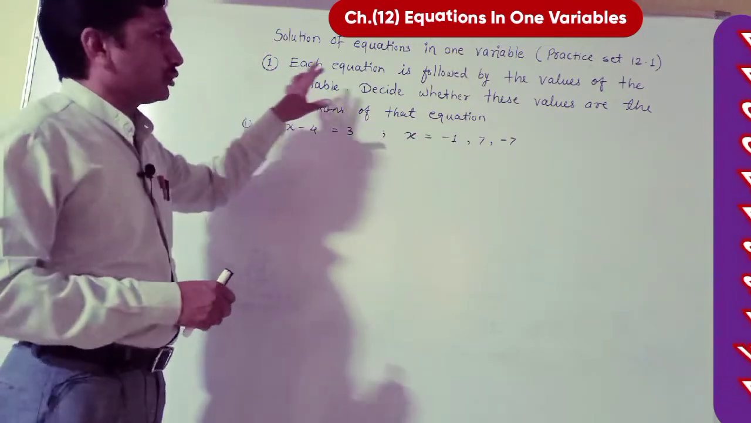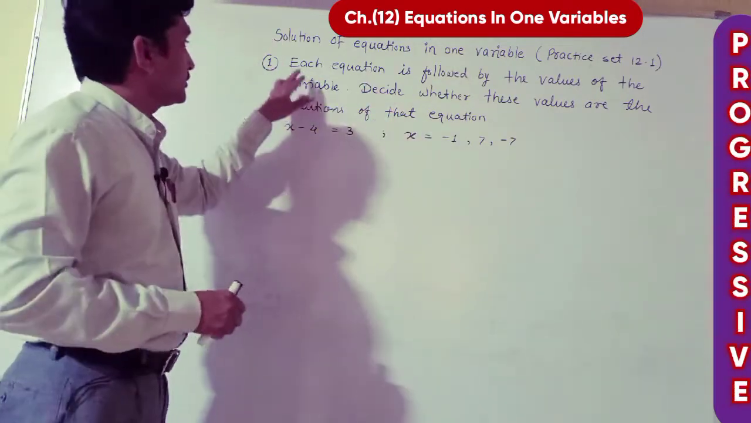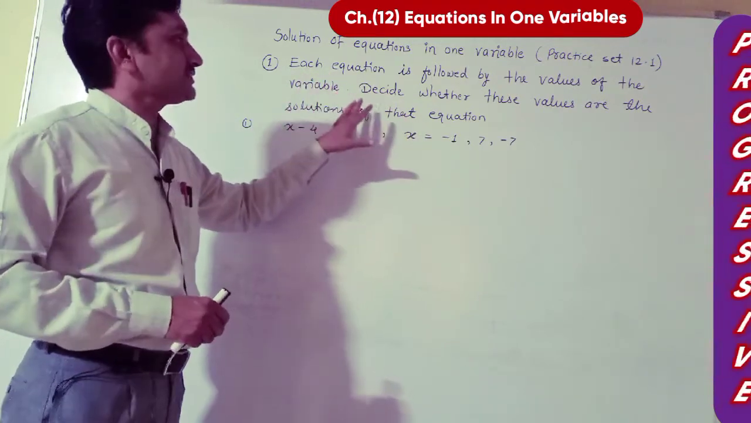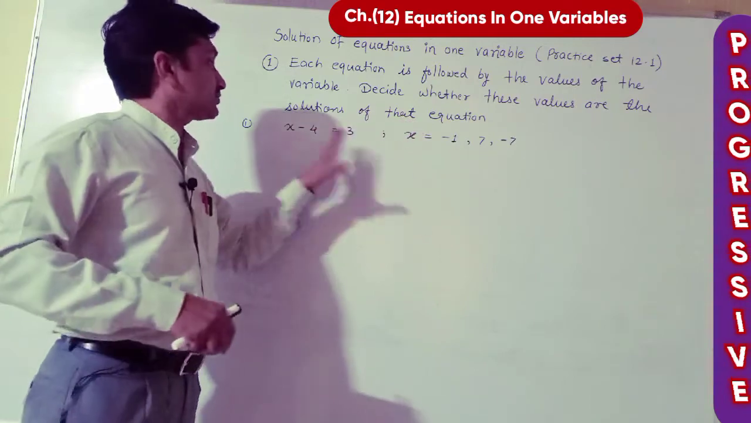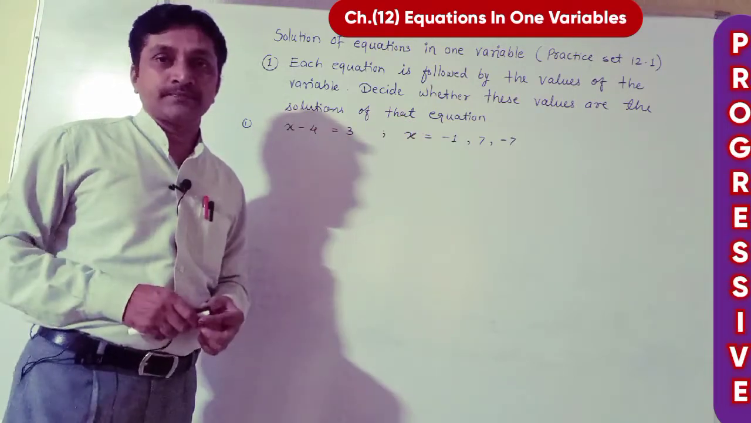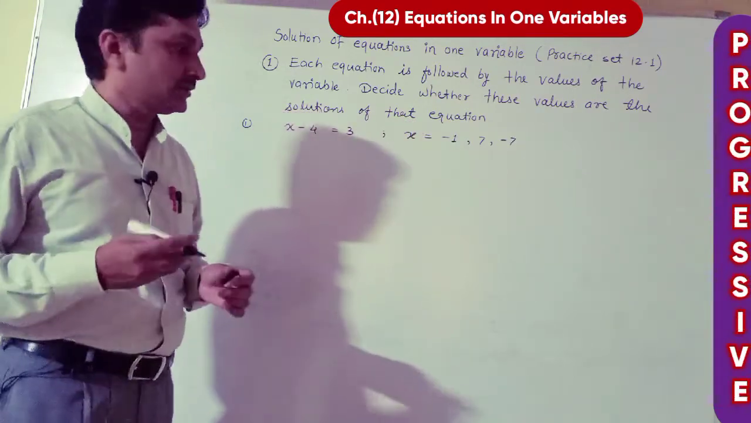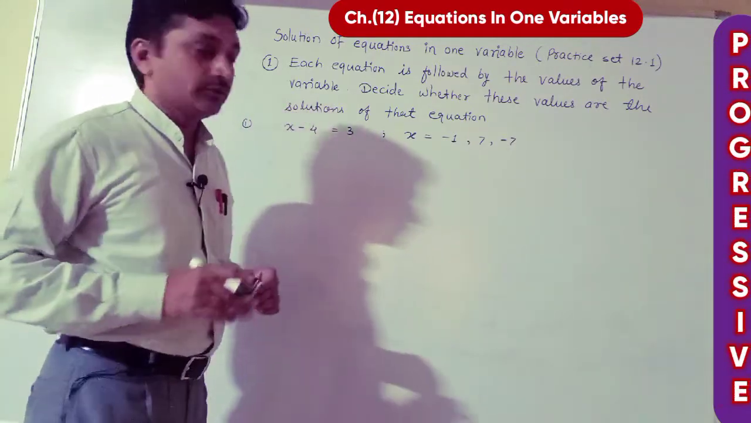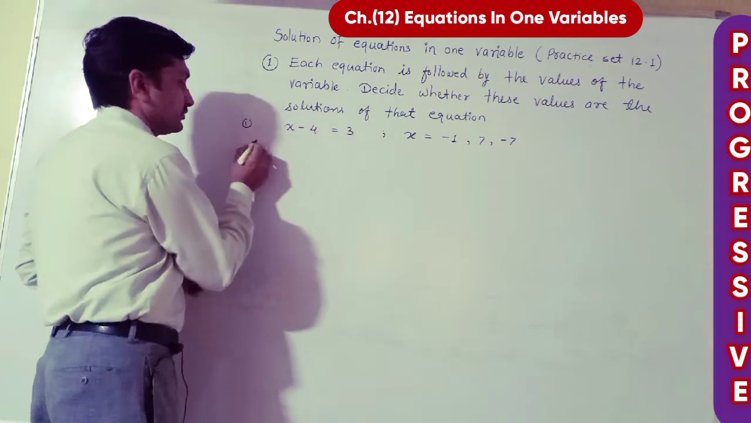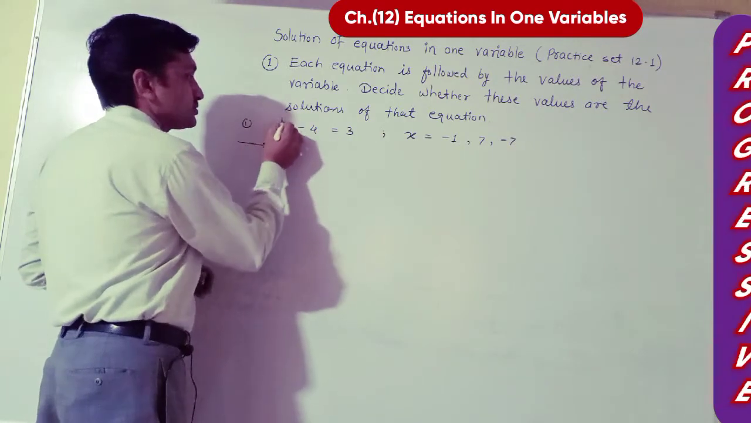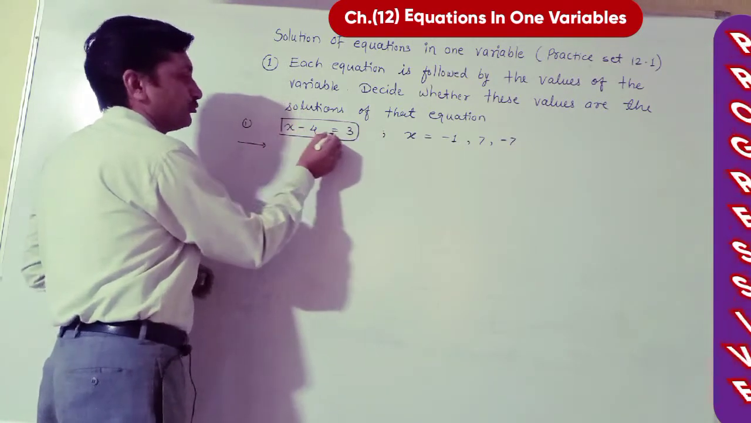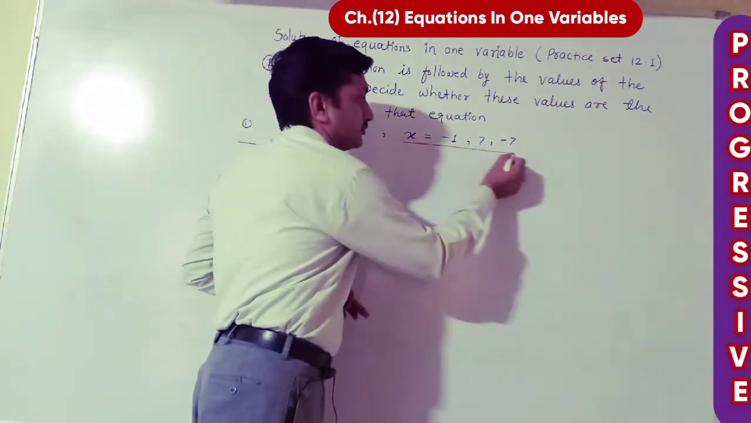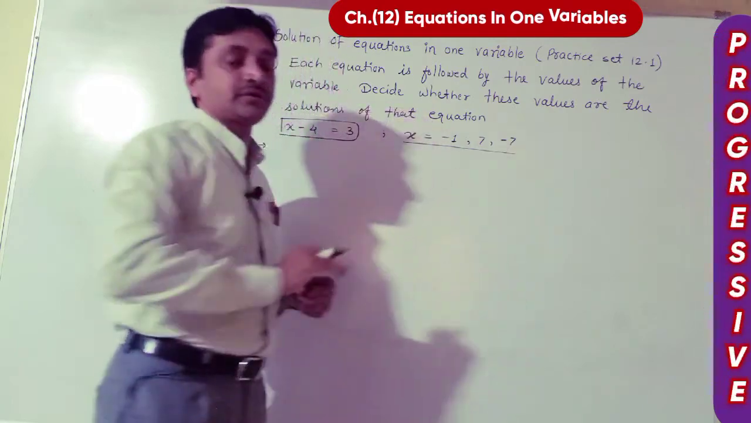Now, the first question of Practice 12.1 is: each equation is followed by the values of the variable. Decide whether these values are the solutions of that equation. We have to verify whether these values are solutions of that equation or not. The first equation is x minus 4 is equal to 3, and here three values are given: minus 1, 7, minus 7.